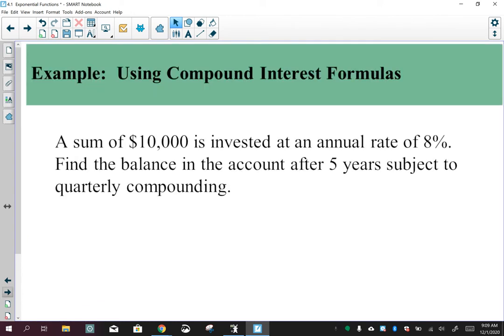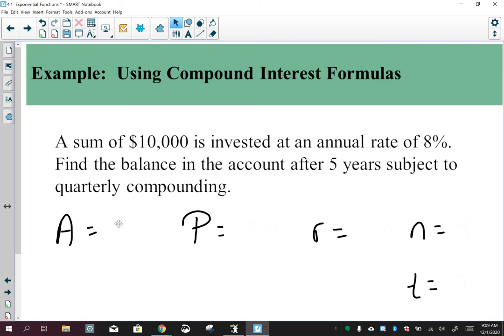So these are what your problems will look like. A sum of $10,000 is invested at an annual rate of 8%. Find the balance in the account after 5 years, subject to quarterly compounding. So the first thing that we're going to need to do is answer all these letters here, because we have a formula that we have to use. So we have to plug the stuff into the formula to get our answer back.